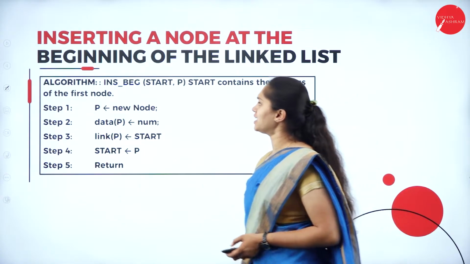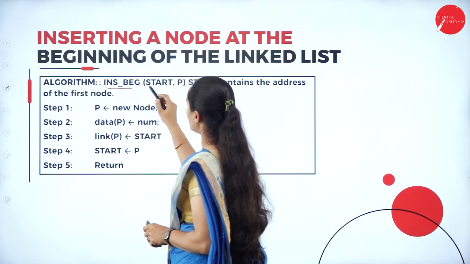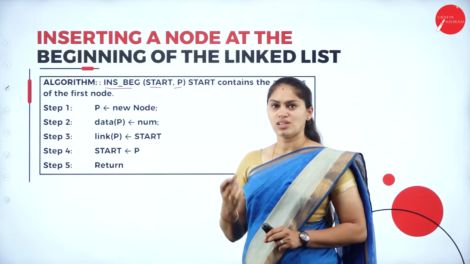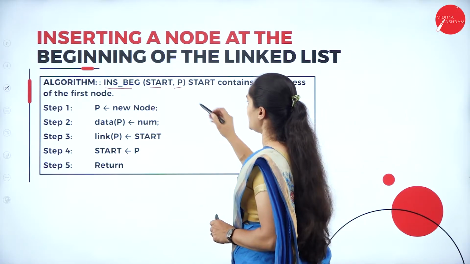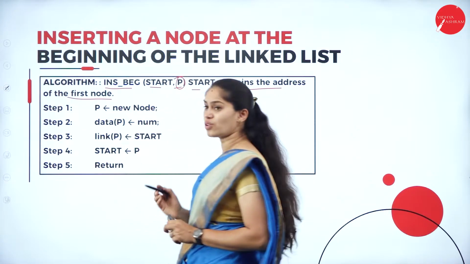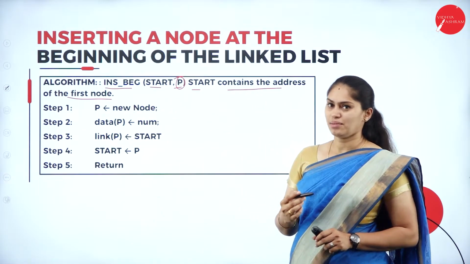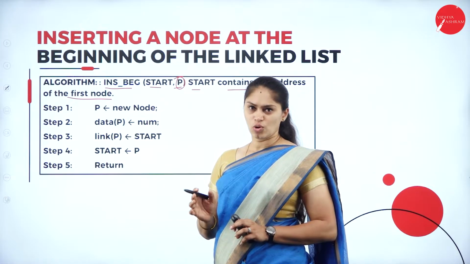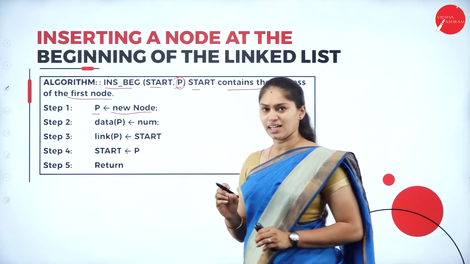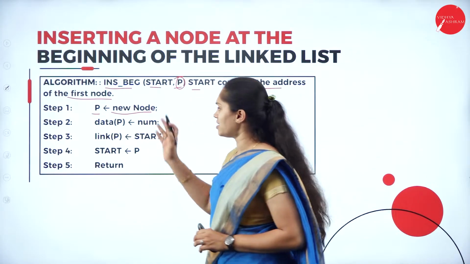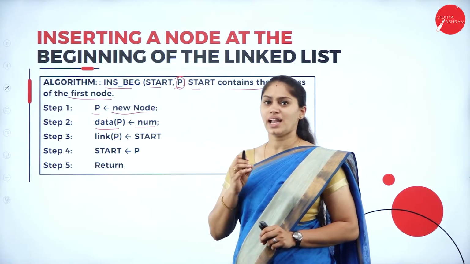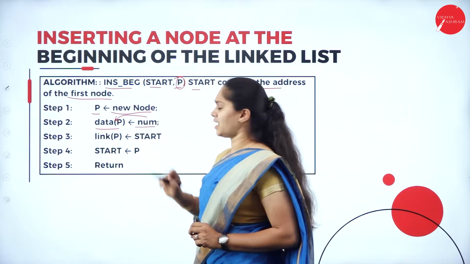So, here you can see the algorithm. Insertion at beginning, start, P. I want to know the starting point, then only will I be able to add the new node to the existing list. It requires a pointer here. Start contains the address of the first node. If I find the address of the first node, then it will be easy for me to add the new node to the existing linked list. So here, P is a new node. We are creating a new node and I am giving the address to P, and data of P is equal to num. That means I am giving some data or information to the newly created node.